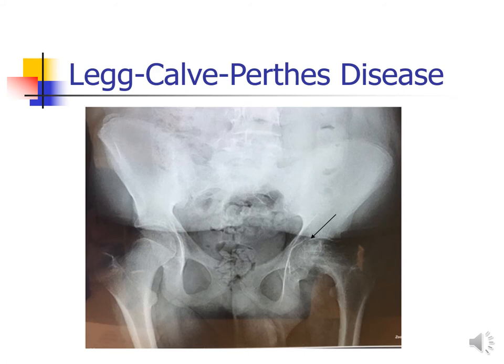Those patches of sclerosis, as well as that flattening of the femoral head, are classic signs of Legg-Calvé-Perthes disease in a child. Same signs we would see with advanced AVN in an adult. But this shows you an image of a rather complex case of Legg-Calvé-Perthes disease in a child.